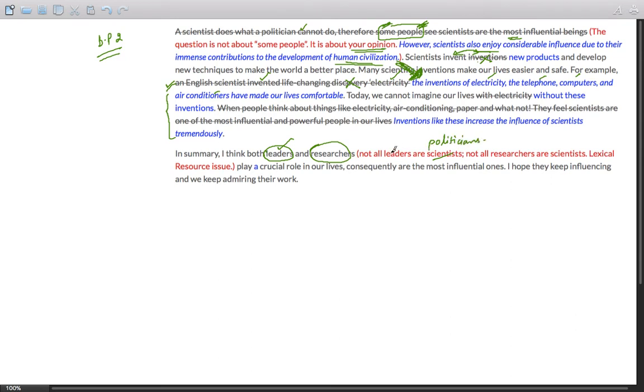There are team leaders, there are corporate leaders, there are army leaders, and there are a number of leaders, and not all leaders are politicians. Not all researchers are scientists. I've seen a number of researchers who are social, or doing work on society, and some are researching on literature. They're not scientists. So this is a lexical resource issue. There are minor other issues with this conclusion, but I'm not focusing on that. There are a number of serious issues that the student needs to address. Basically, it comes down to right expression of idea and right explanation of that idea.